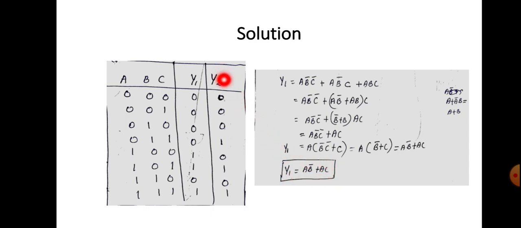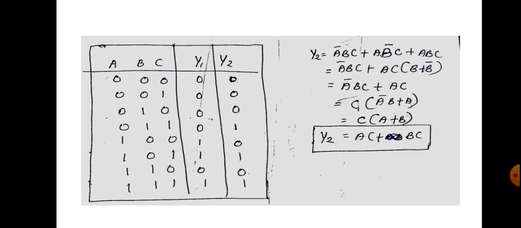Next we have to make the equations for y2. What is the equation for y2? y2 is 1 when the input is 0 1 1, so the input pattern is A bar B C. Again y2 is 1 when the input is 1 0 1, so the input pattern is A B bar C. And y2 is again 1 when the input pattern is 1 1 1, so that is A B C. So you can write y2 equal to A bar B C plus A B bar C plus A B C.